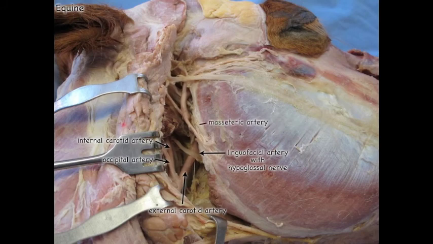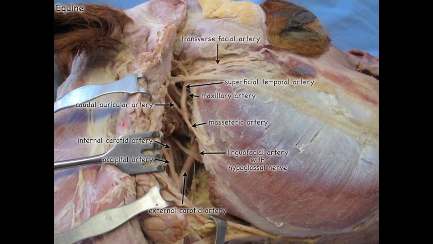Okay, here we have the masseteric artery going into the masseter muscle. Caudal auricular artery going to the ear. Then here we can see the maxillary artery coursing deep and the superficial temporal coming off here. And superficial temporal is going to give off the transverse facial artery.